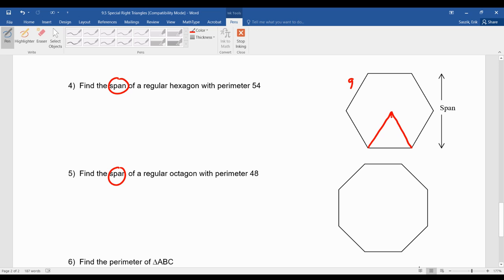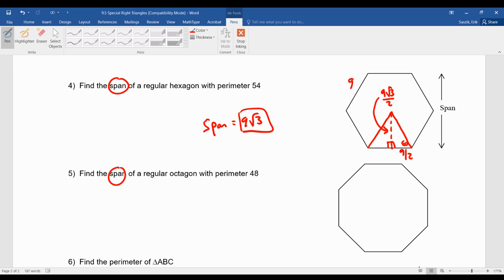So let's go ahead and drop in my altitude. Remember, it's an equilateral triangle, so I just created a 30, 60, 90. So this must be 9 over 2, and then this height has to be 9 root 3 over 2. You have to multiply by root 3, right? Now the span, of course, is going to be 2 of those heights together. So the span would end up being 9 root 3, because you'd have another one of those heights right there if you drew in another equilateral triangle.